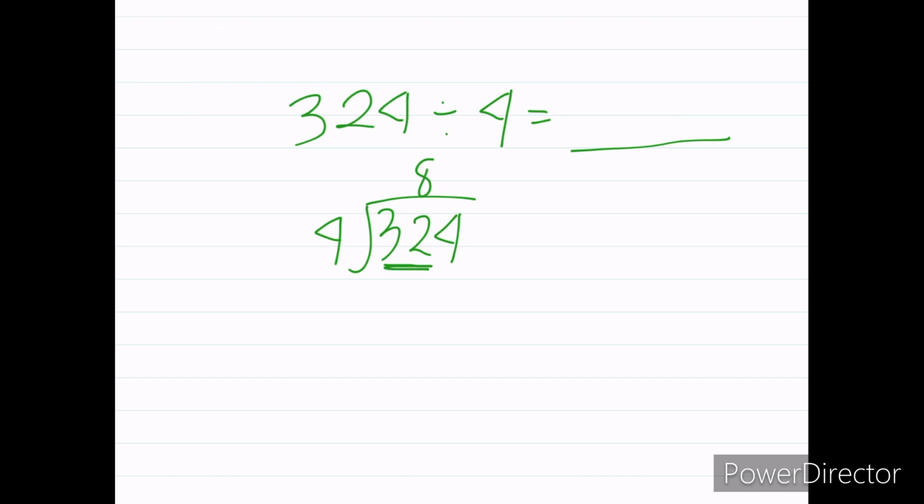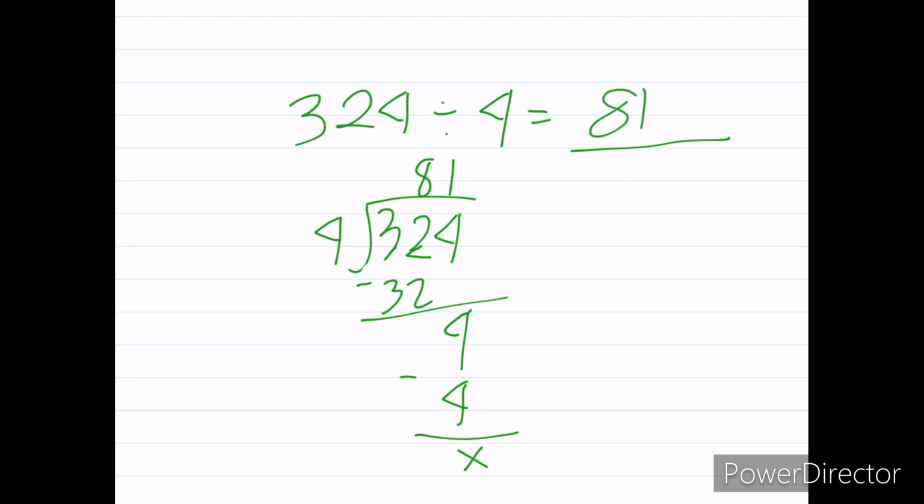How many 4s are there in 32? We have 8. 8 times 4 is 32. Subtract that. We have 0. Bring down 4. Okay, 4 divided by 4 is 1. 1 times 4 is 4. Again, subtract. 4 minus 4 is 0. Therefore, 324 divided by 4 is 81. Okay. Is that clear? Let's have another example.